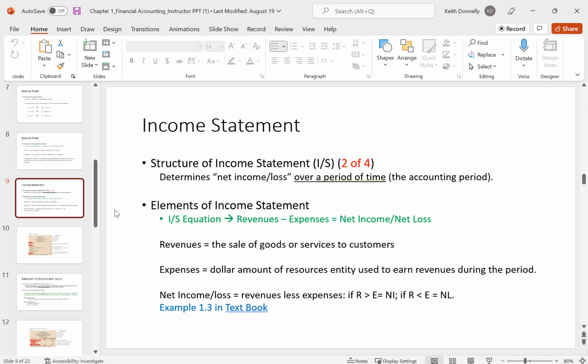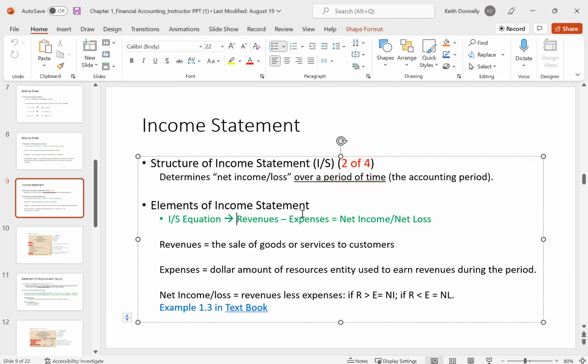Expenses are the dollar amount of resources that are used to help earn the revenue. It's under this idea of a matching concept. We'll learn later on about the idea of accrual accounting versus cash basis accounting. But one thing here is with your income statement, the equation is going to be your revenues minus your expenses, and it's going to be net income or net loss.